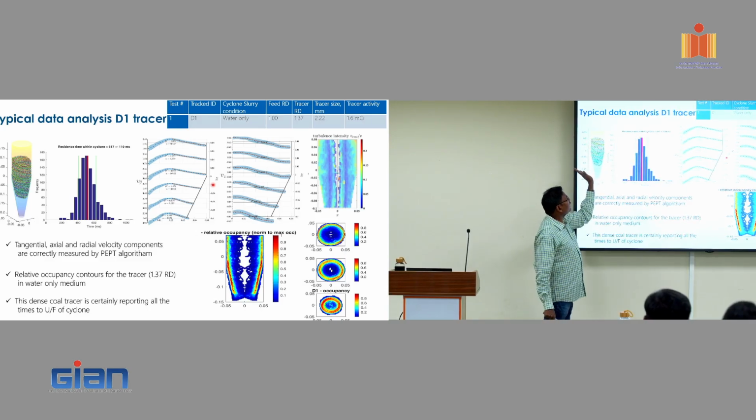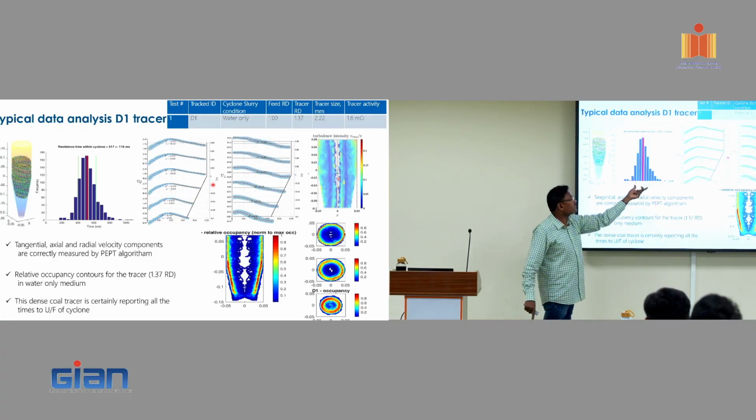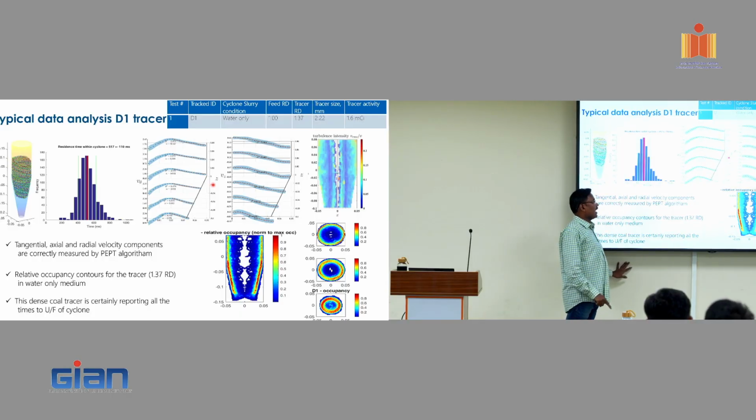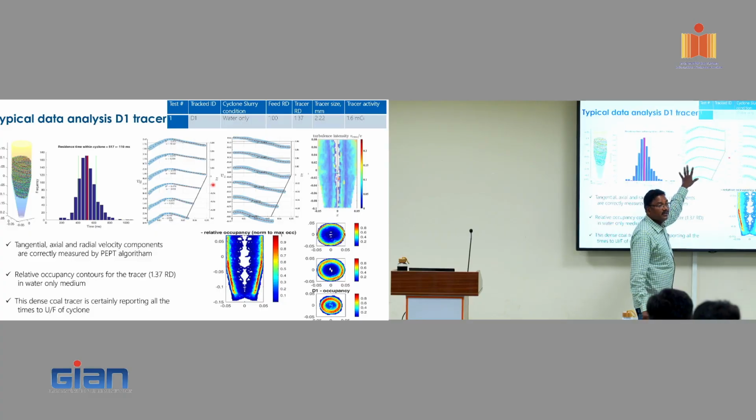Now that data, if we translate it and find out the frequency of a time distribution, the residence time, we can also find that out. And utilizing that data, you can also calculate your tangential velocity, axial velocity, and also look at the trajectory. You can see the trajectory contours also.